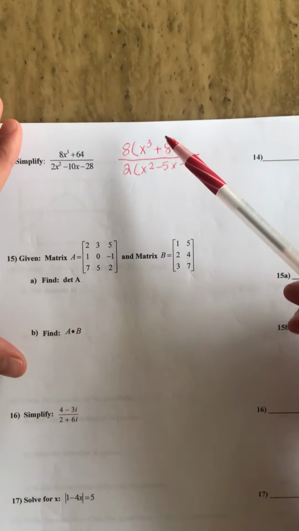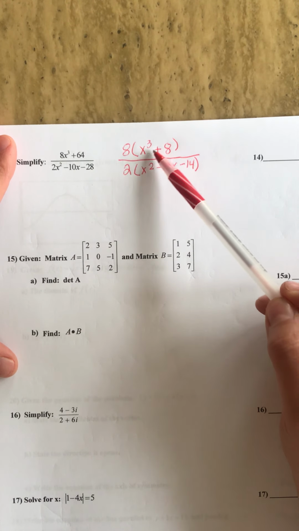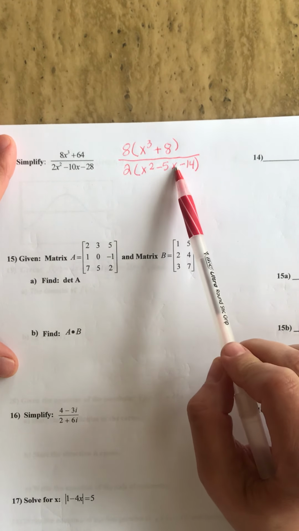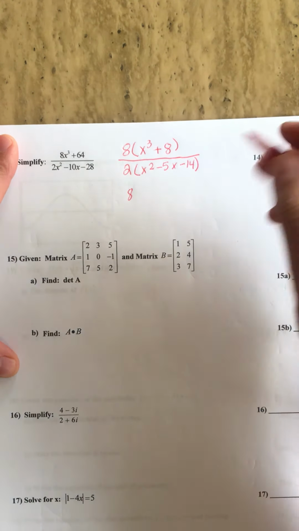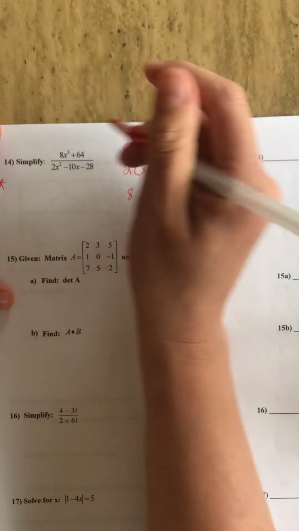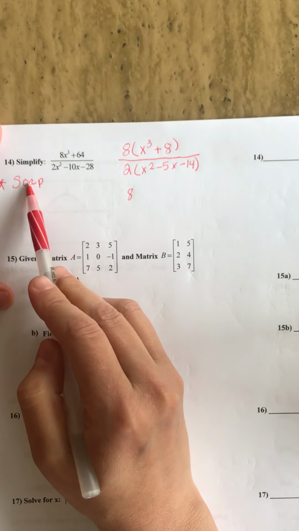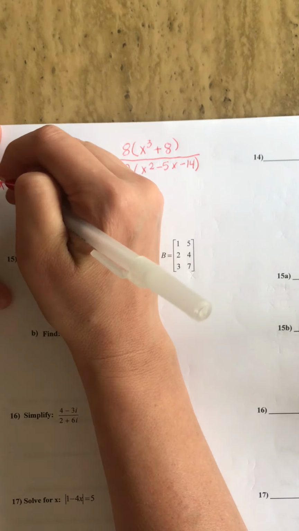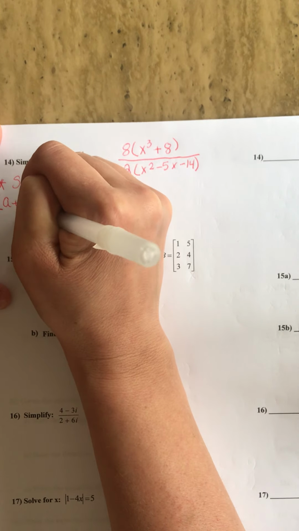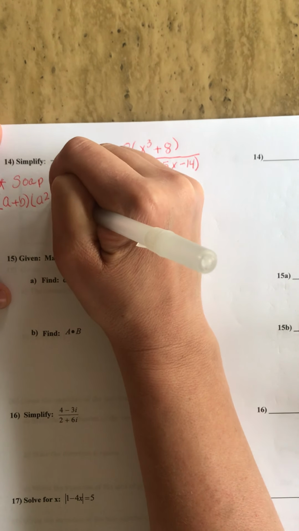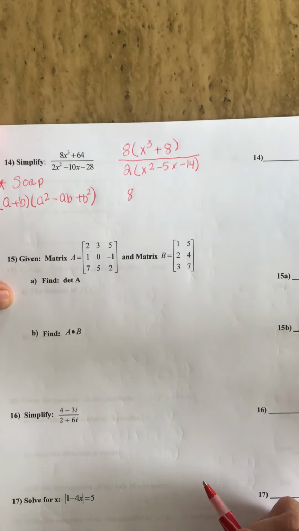Okay, so now I have 2 more things that I have to go ahead and simplify. This one is a perfect cube, and this one is my trinomial. So I'm going to go ahead and take care of my perfect cube. Just a little reminder about perfect cubes. You guys want to remember SOAP, same, opposite, always positive. And you guys also want to remember that formula. A plus B, a squared minus AB plus B squared.